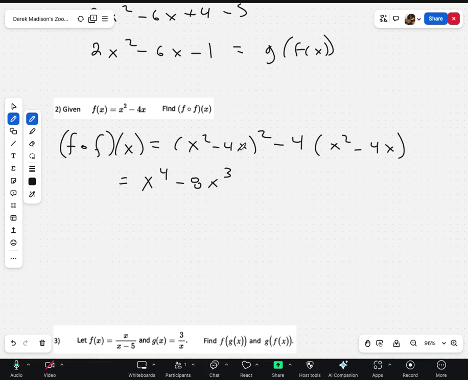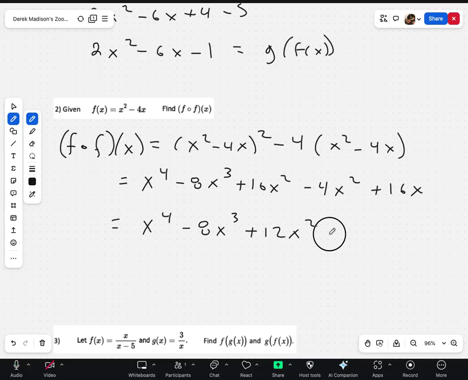And then 4x times 4x would be plus 16x squared. And then we'll distribute minus 4x squared times minus, make that a plus 16x. And then we just got to gather up our like terms. So we got x to the fourth right there. That's our only one. 16 minus 4, so that would be 12. And plus 16x.